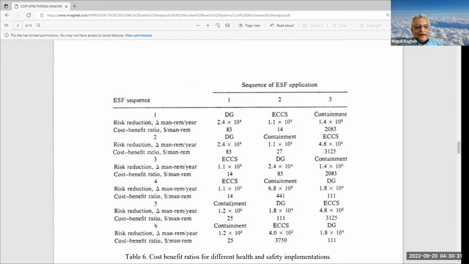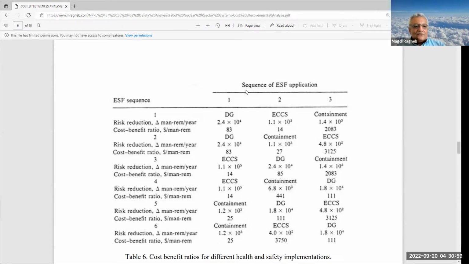Now, what if you add the containment first, then you add the emergency core cooling system, then you add the diesel generator? You'll find that the cost-benefit ratio of adding the containment structure is 25. Well, all right, but then adding the emergency core cooling system is not needed in that case because it is more than the $1,000 per risk reduction per RAM or man RAM in that case.